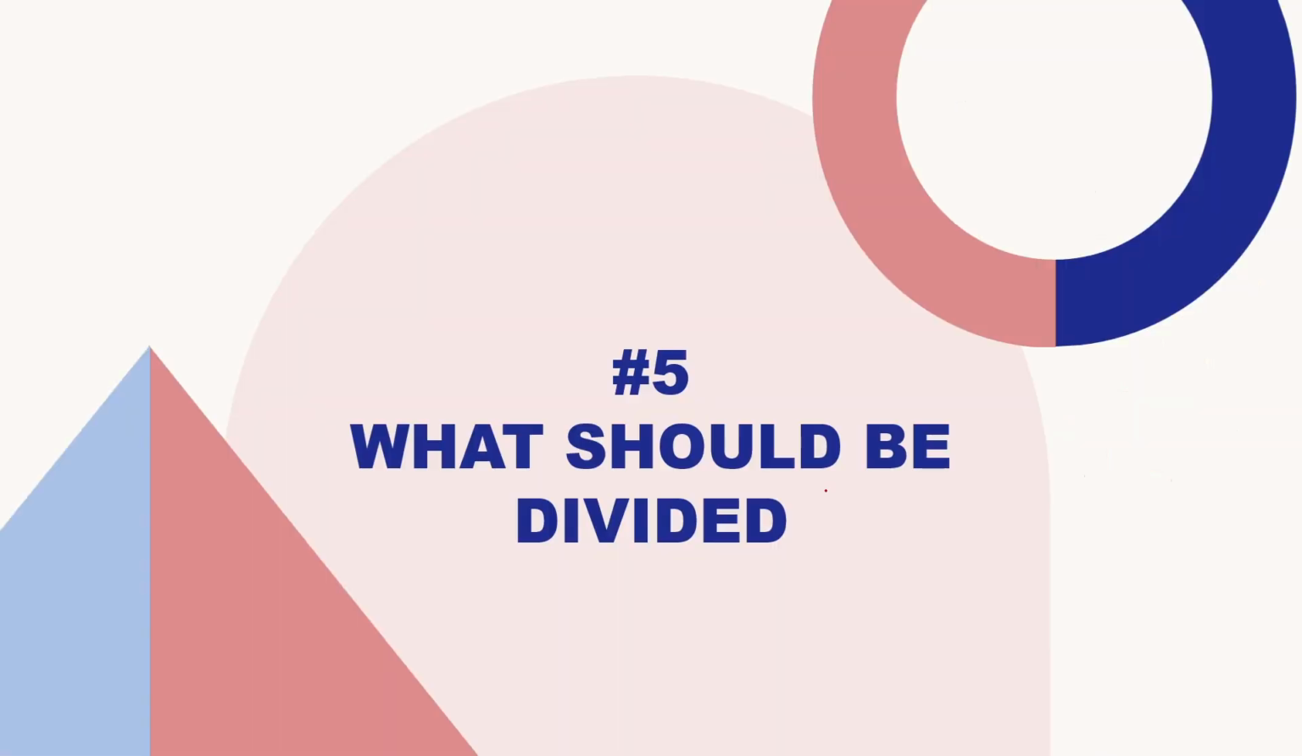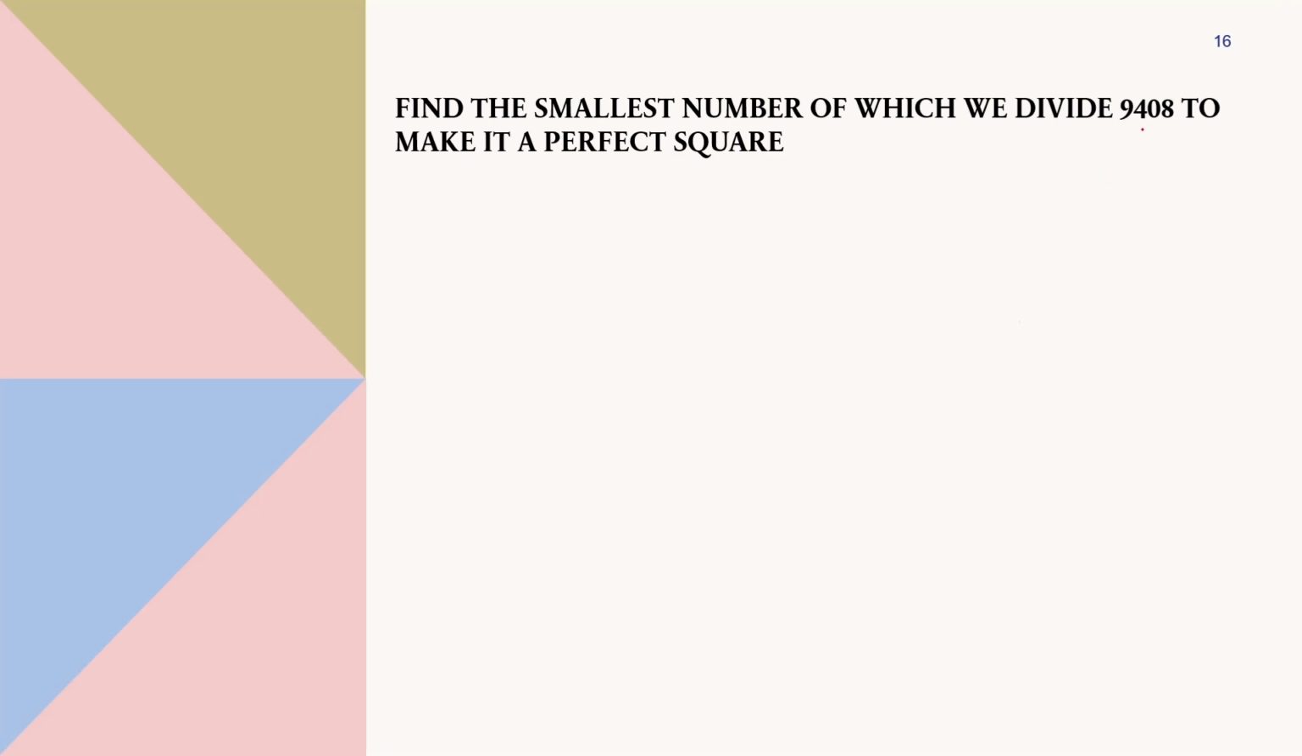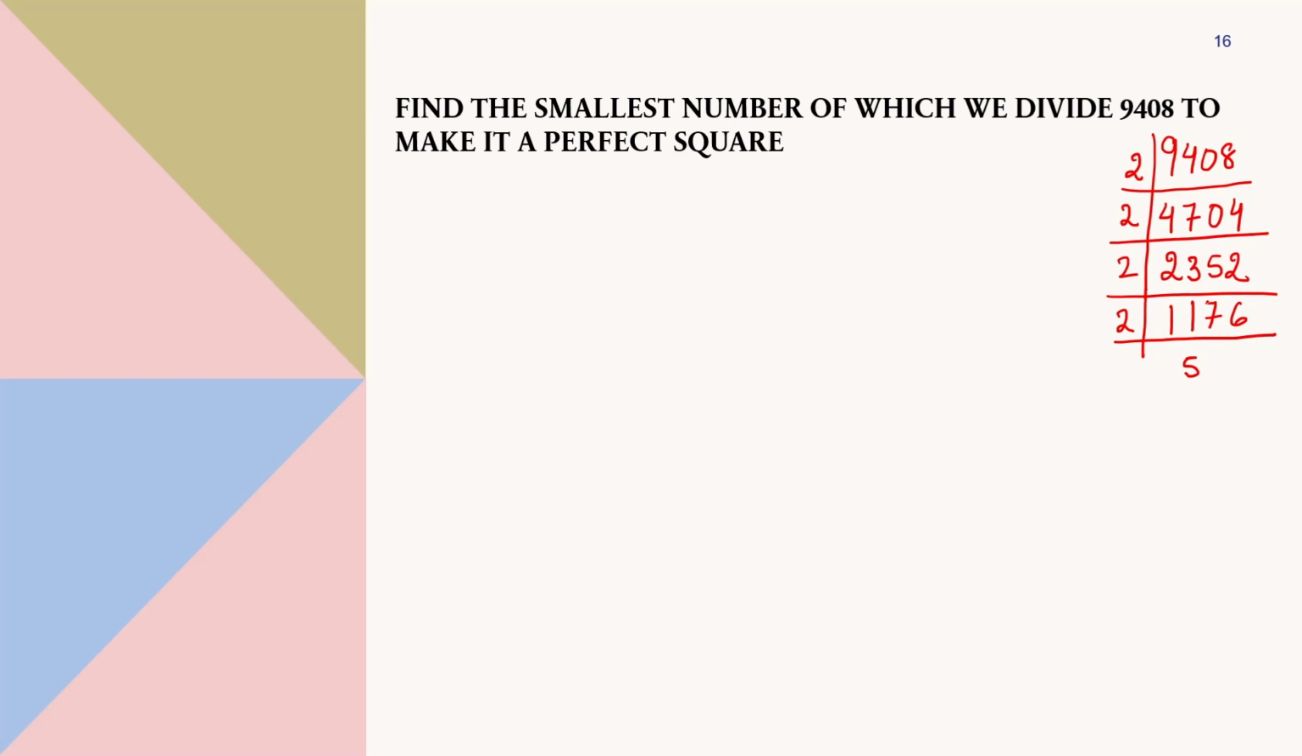Moving to next, what should be divided? As I said earlier, whenever the question says multiply or divide, use the prime factorization method. 9408, starting with 2 as it is an even number. 2 4s are 8, 2 7s are 14, 2 0s are 0, 2 4s are 8. Again even, 2 2s are 4, 2 3s are 6, 2 5s are 10. Again 2, and so on, until we get 7 7s are 49, and 3 remains, then 3 7s, 7 7s, 7 1s.